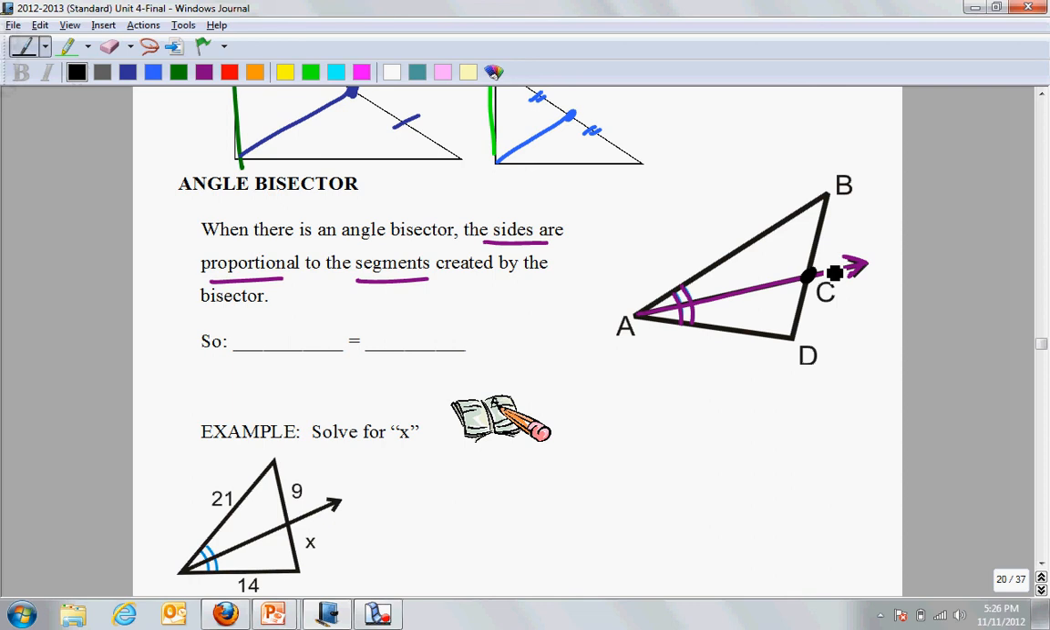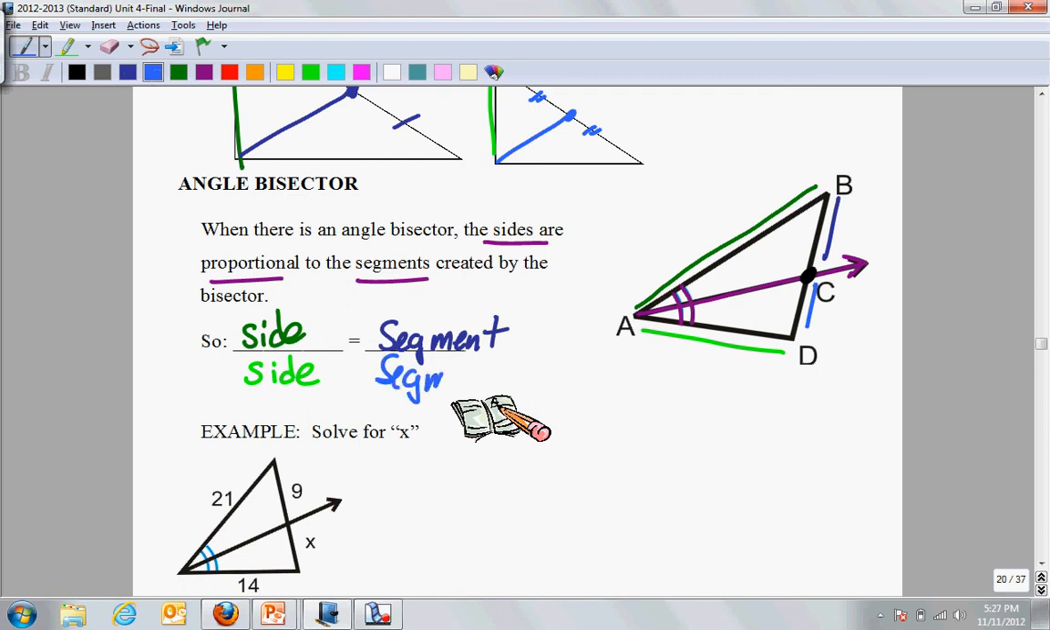But this is true. The ratio of this side over the other side of the triangle is the same as this segment created by the angle bisector over this segment. Side over side equals segment over segment when you're dealing with an angle bisector.